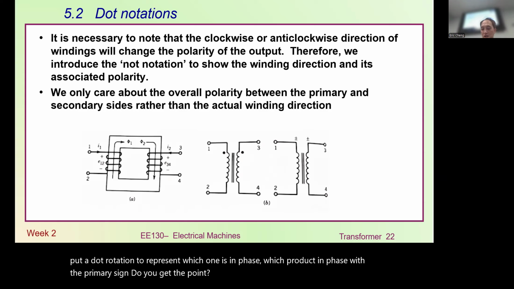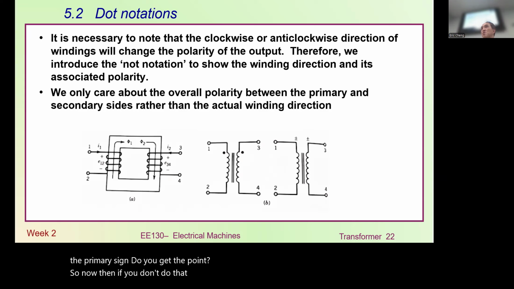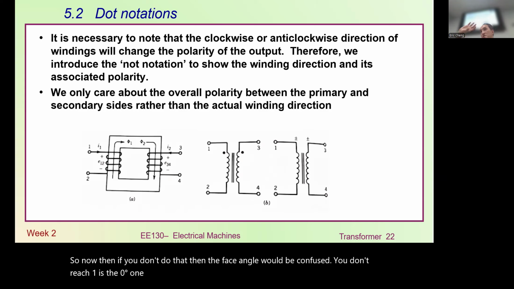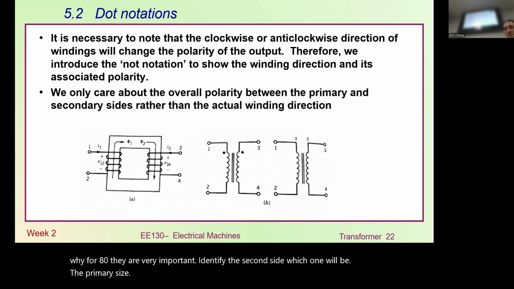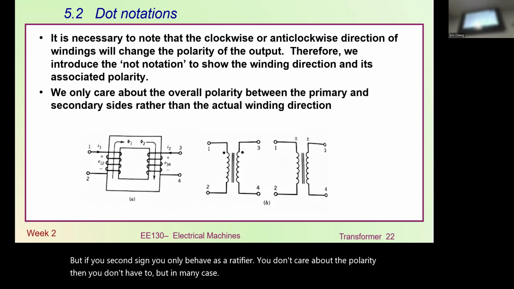If you don't do that, then the phase angle will be confused. You don't know which one is the 0 degree, 180 degree. If you reverse them, then we have a 180 degree difference. So that's why for AC, it is very important to identify which dot on the secondary side is related to the primary side. But if your secondary side only behaves as a rectifier, you don't care about the polarity, then you don't have to. But in many cases, especially when we connect a number of transformers together or connect some three-phase transformer, that will be important. So I think in the next chapter, we'll discuss more about the dot connection.